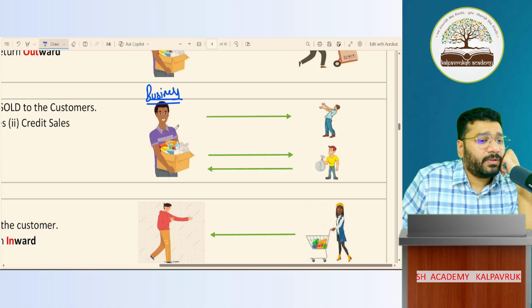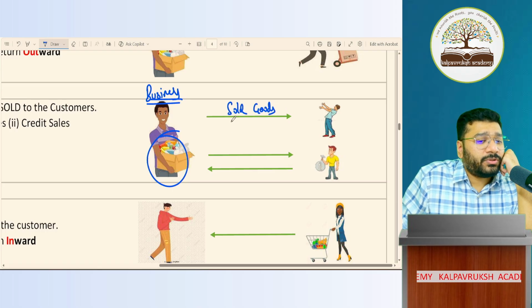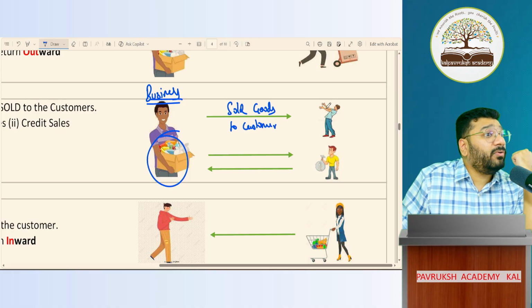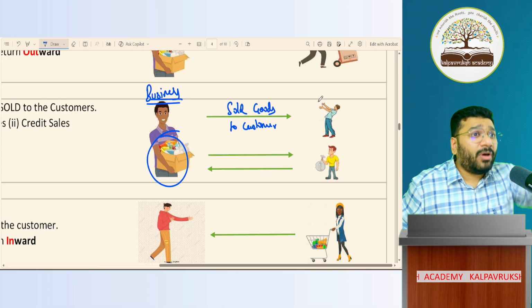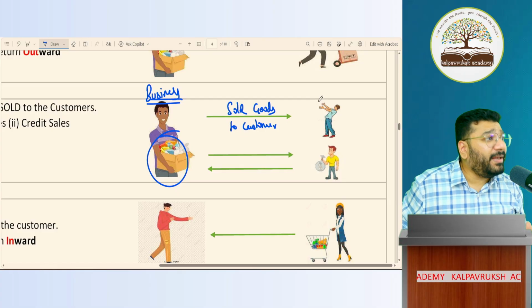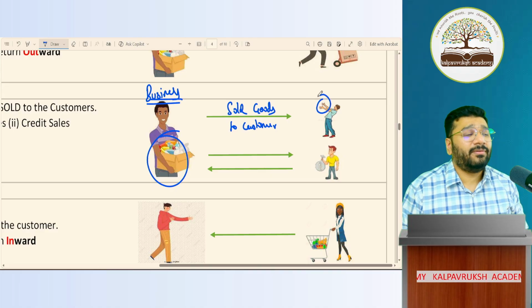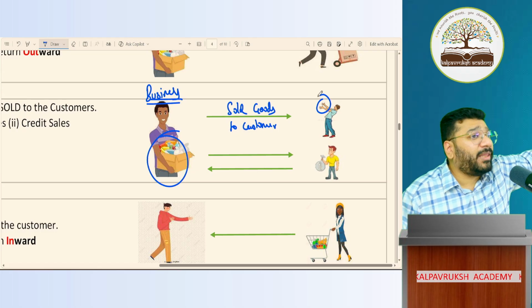Business sold goods to customer. And look at this customer, donkey fellow. Like this, he's taking goods. Who will give money? Your appa or my appa? Who will give money? He's coming and buying the goods without paisa.